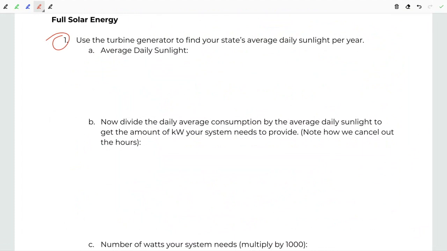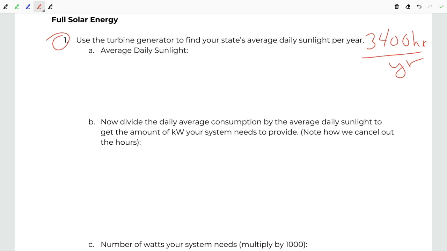Okay, we're going to use the turbine generator to find our state's average daily sunlight per year. Sorry, this terminology is really a little bit strange to me. So in a year in New Mexico, which is what we're using, we get 3,400 hours of sunlight per year.